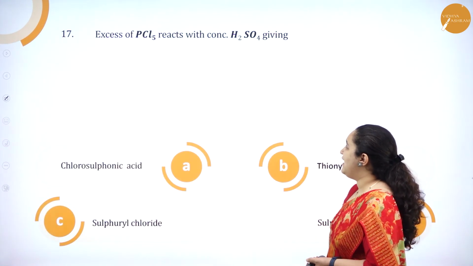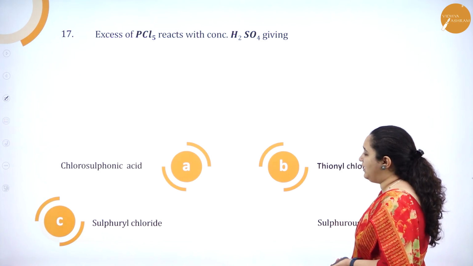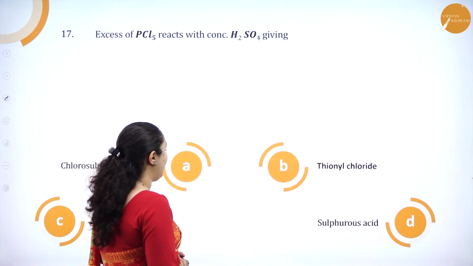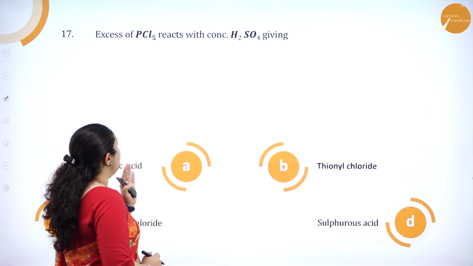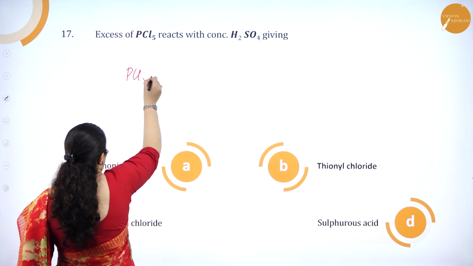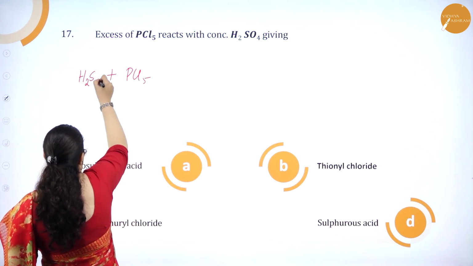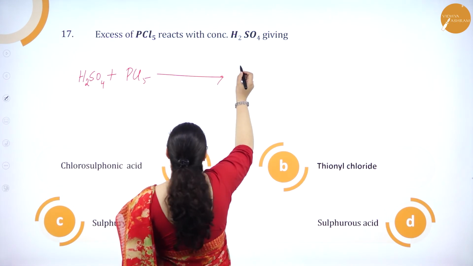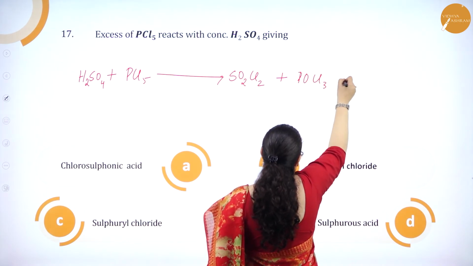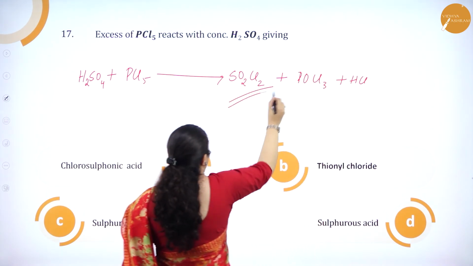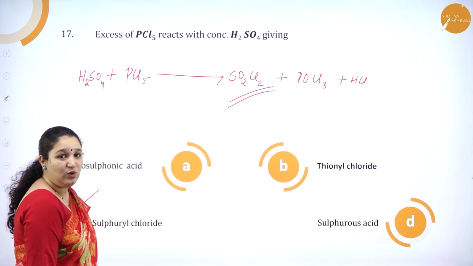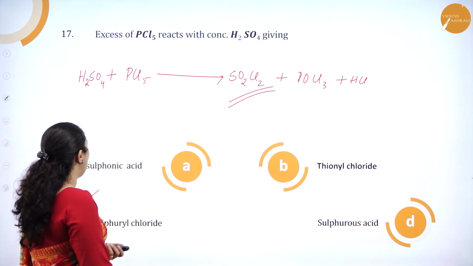Excess of PCl5 reacts with concentrated H2SO4 to give chlorosulfonic acid, thionyl chloride, sulfuryl chloride and sulfurous acid. Excess of PCl5 reacts with concentrated H2SO4 like this. PCl5 plus excess of H2SO4 I have taken. It will give SO2Cl2, POCl3 and HCl. I haven't balanced the equation. You will get SO2Cl2, that is nothing but sulfuryl chloride. Okay. So, answer is option C.